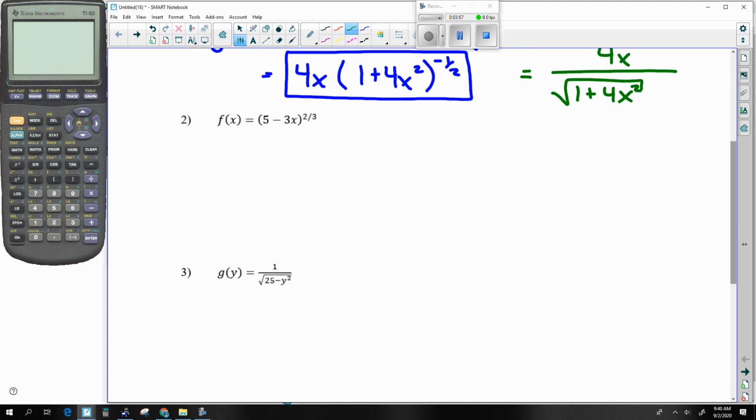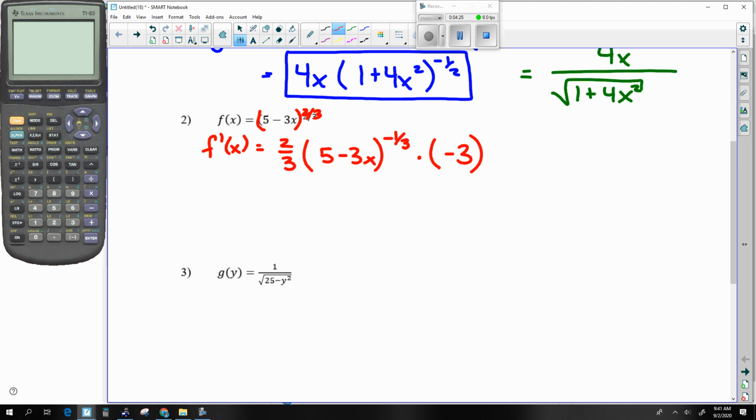Okay, moving forward to number 2. Number 2, I can get right to the derivative here. The outside layer is this to the 2/3 power. So again, I take care of that. Leave the inside alone. Reduce the exponent by 1. So 2/3 minus 1 is negative 1/3. And then here comes the chain rule. So 5 goes away. Negative 3x is negative 3. So the cleanup process, 2/3 times negative 3 is just negative 2.